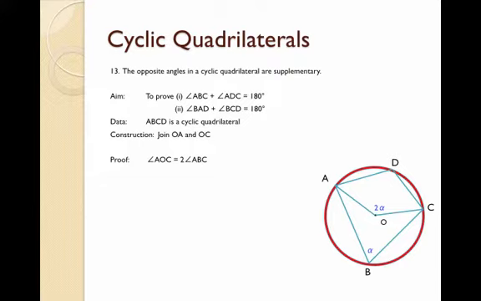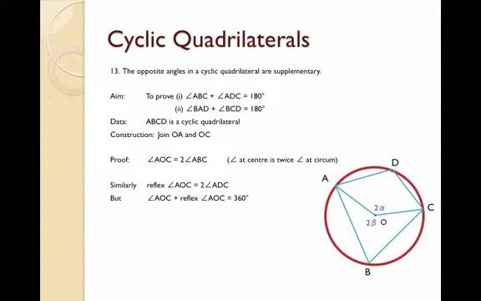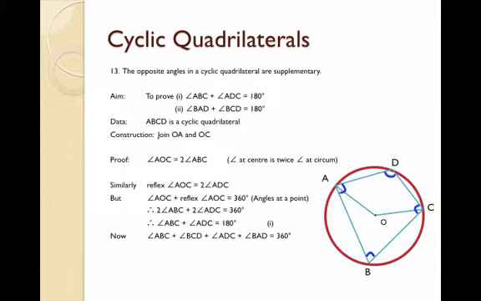To begin, we note that angle AOC is two lots of angle ABC because angles at the center are twice the angles at the circumference. Similarly, the reflex angle AOC is twice the angle at ADC. But the two angles at the center will add to 360 because the angles at a point add to 360. Therefore, two lots of angle ABC and two lots of angle ADC will also equal 360 degrees. So if we divide this expression by 2, we get angle ABC plus angle ADC equals 180 degrees, which was our first aim.